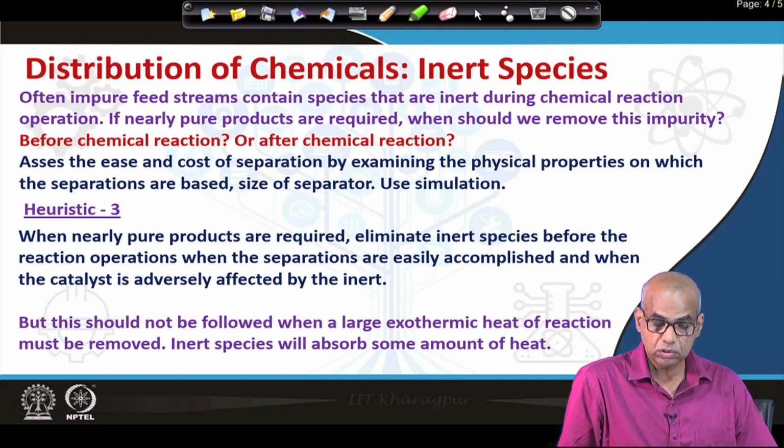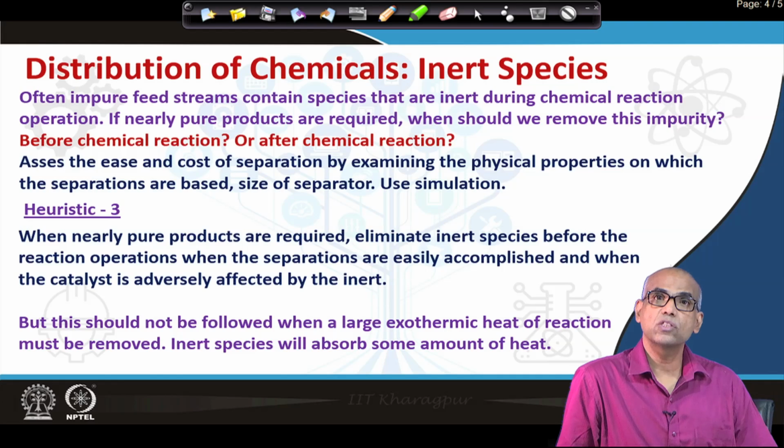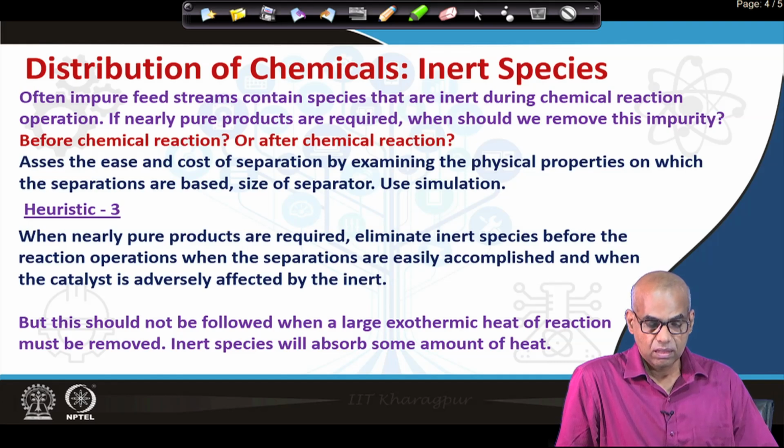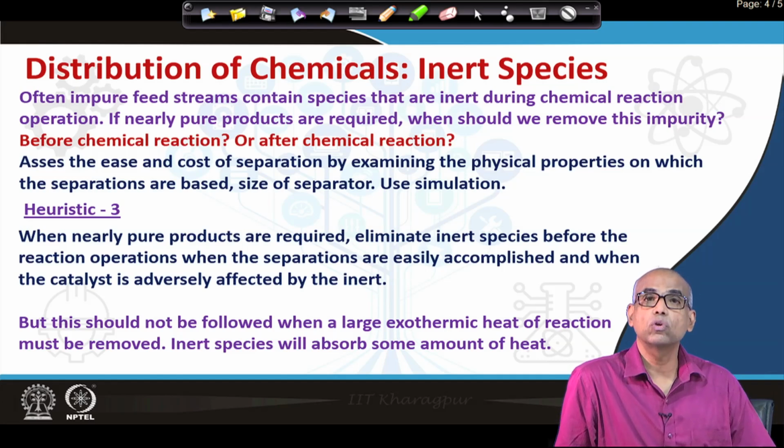But this should not be followed when a large exothermic heat of reaction must be removed. Remember that in the previous heuristic we talked about how an excess of one chemical absorbs heat of reaction. So, inert species will absorb some amount of heat. So, when a large amount of exothermic heat of reaction must be removed, this heuristic rule should not be followed.